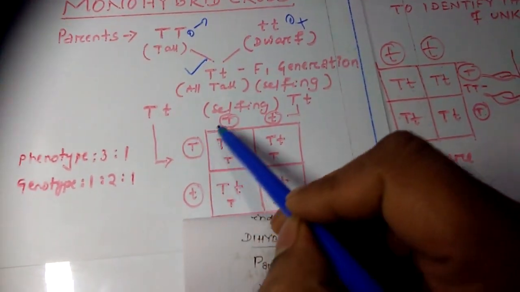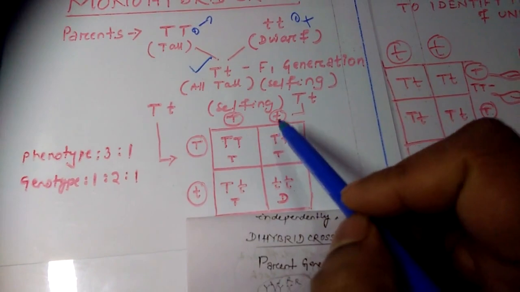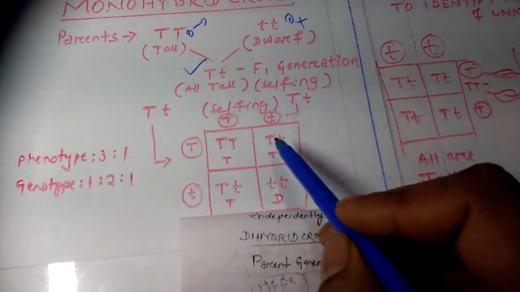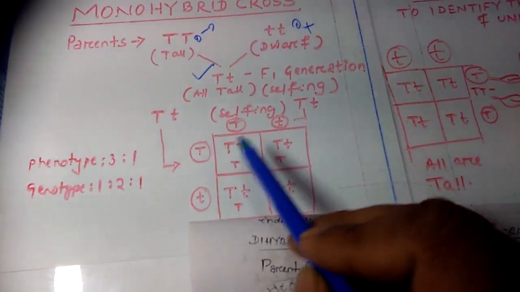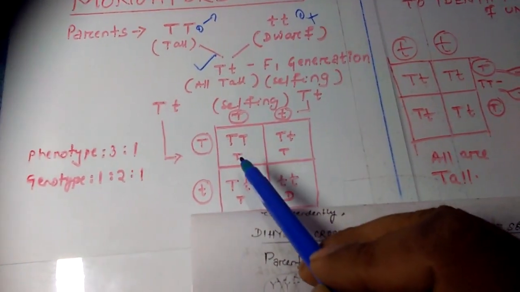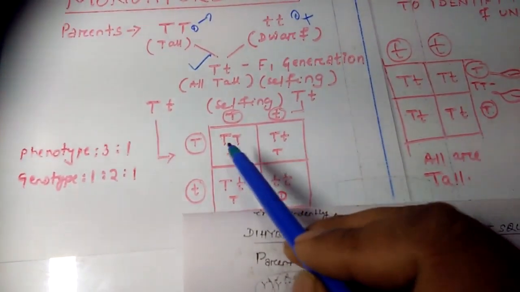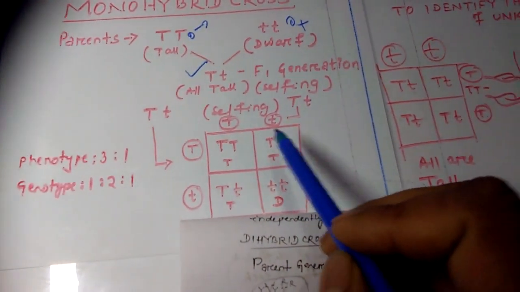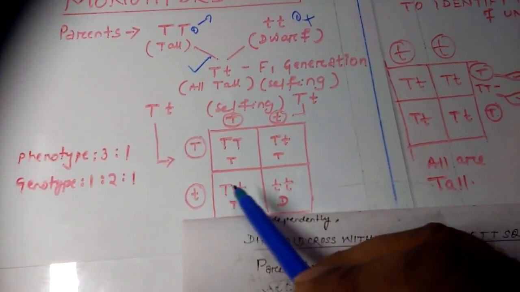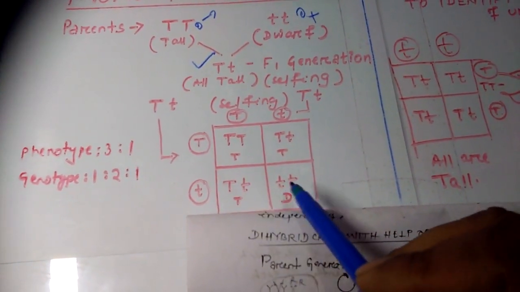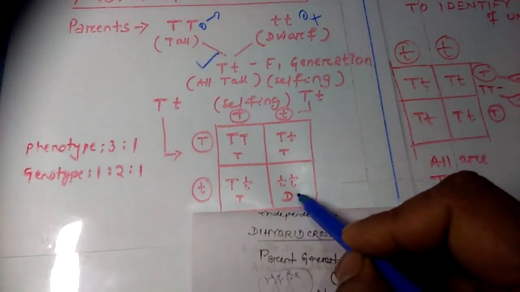The outcome will be: capital T and capital T, you got capital T capital T. Here you get capital T small t. Here also capital T small t, then small t small t. So through the Punnett square you can very easily see that this will be a tall plant, because it is capital T capital T, homozygous. According to the laws we have already seen, capital T small t gives a tall plant. In the homozygous condition, if it is recessive, it will give you a dwarf plant.